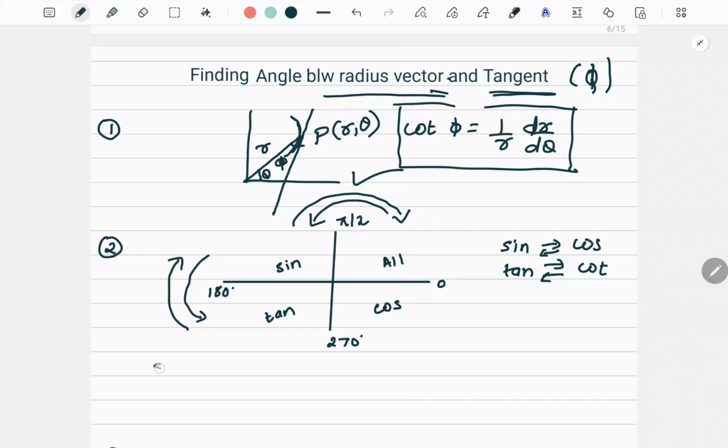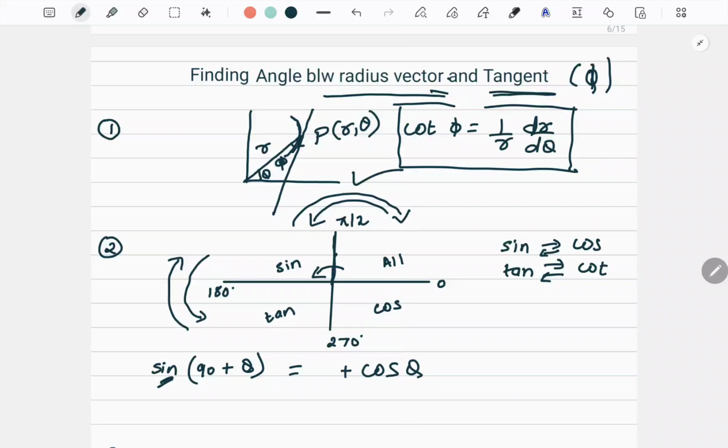Simple example. If I do sine of 90 plus theta, you are sitting at 90 and plus theta means you are going to the second house. Which line did you cross? You crossed the pi by 2 vertical line. So 100% sure this sine will become cos. Correct? But now I am going to the sine house only, so this will remain positive. So the answer will be cos theta.